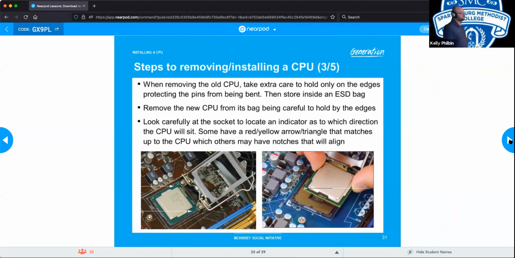All right. So right here, perfect picture of what not to do. There you go, grabbing it with your fingers.